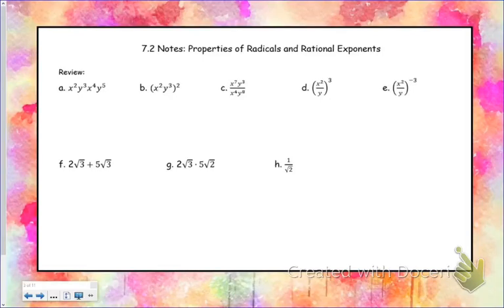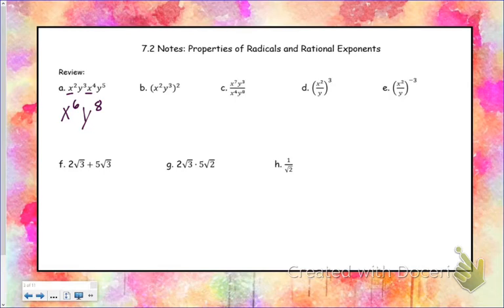Hi guys, so today we're going to look at properties of radicals and rational exponents. To review, we're going to look at some of our exponent properties that we did back in Algebra 1. If you remember, when you are multiplying the same bases, you add the exponents together. So this would be x to the 6th, y to the 8th.